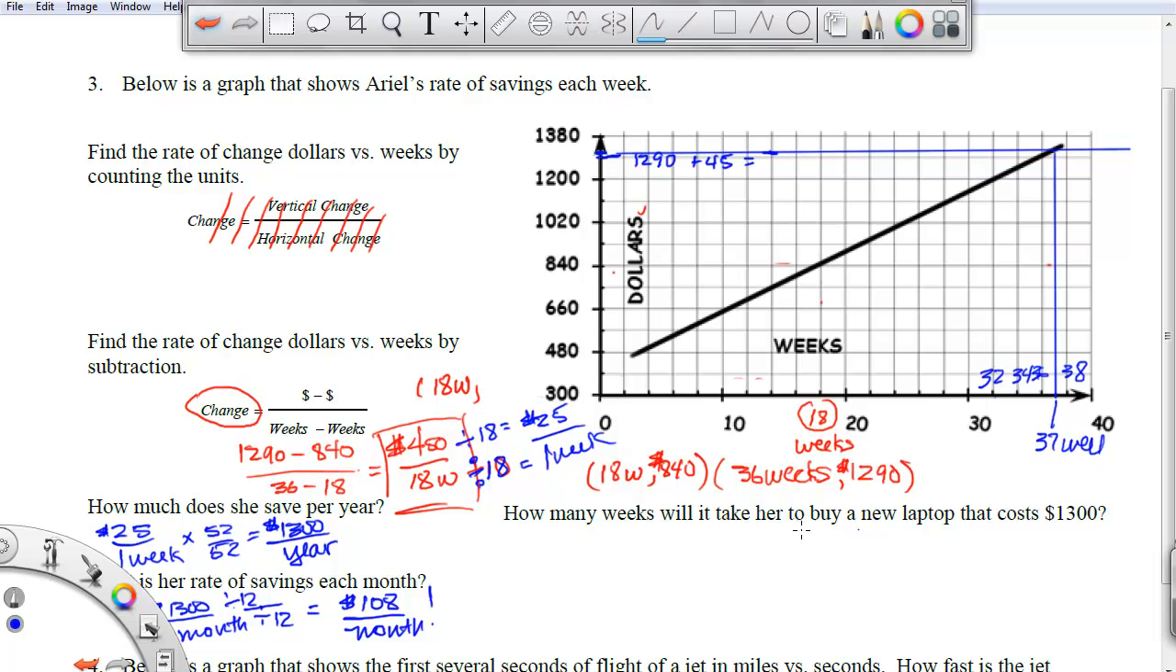Okay. So how many weeks will it take her to buy a laptop that costs $1,300? It's 37 weeks. We really didn't do much math, just a little bit of mental math to figure out where we had to plot $1,300, which is right there. But once we get that, we trace it over to the line. When it hits the line, we go straight down, and there we can see where it hits the x-axis, and that tells us what the weeks are. Okay, so that's how you do problem number 4.